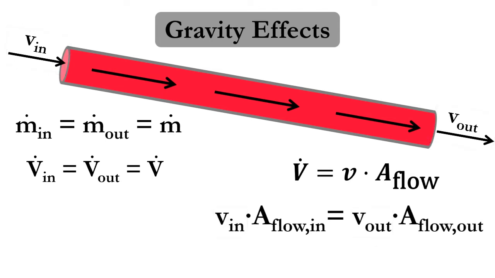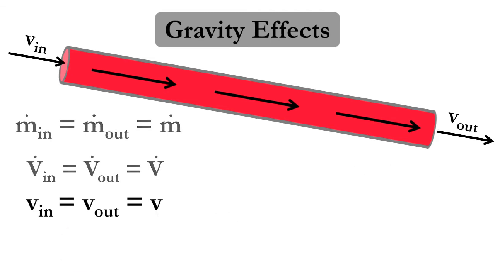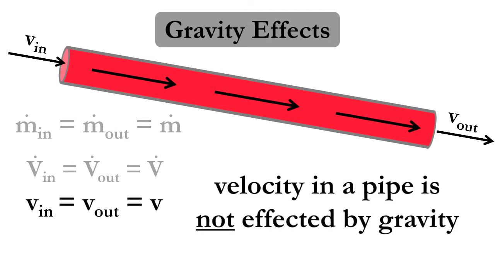From this equation, we can see that even though the fluid is flowing downhill, the velocity must be constant in the pipe because the pipe has a constant area. Therefore, gravity does not affect velocity in our DLM.